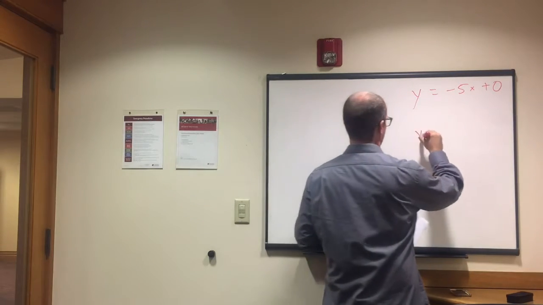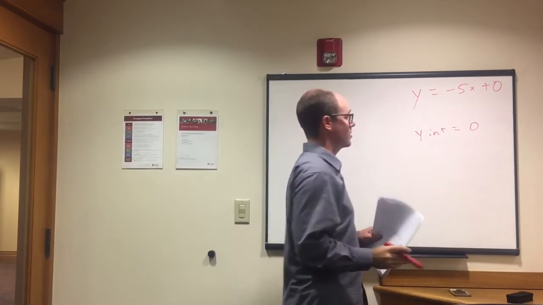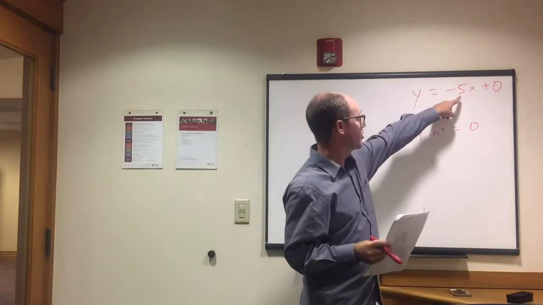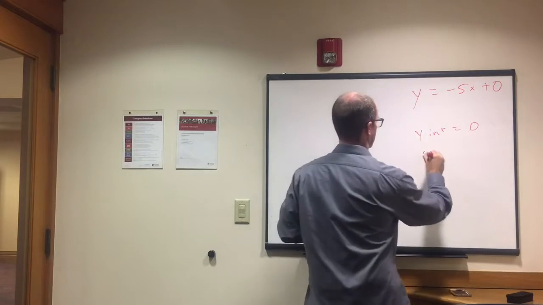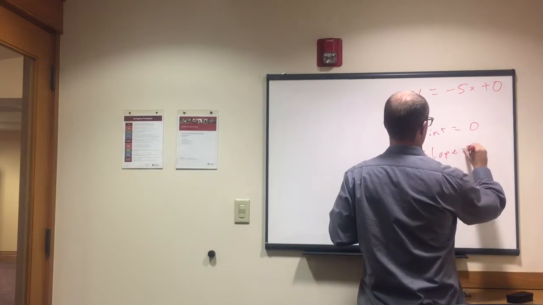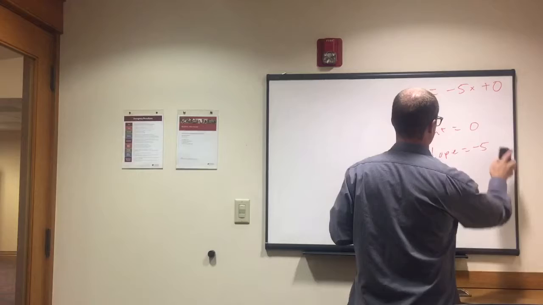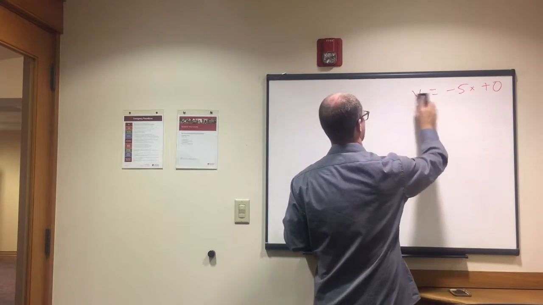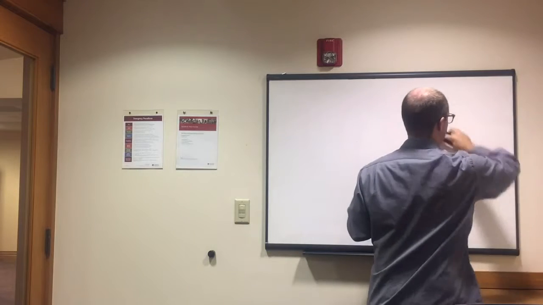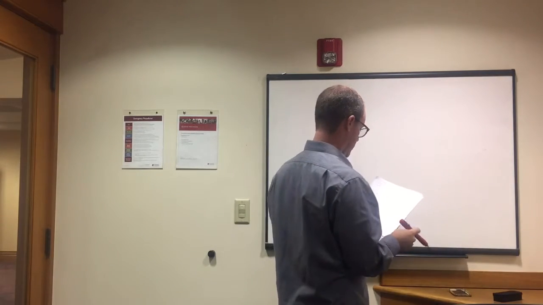Okay, so now we know y-intercept is 0. What's the slope? It's that number right before the x, right? Negative 5. Slope, negative 5. Not too hard. Some of you will get thrown by that y-intercept when they don't see it. That just means it's 0. Okay, probably the hardest one.